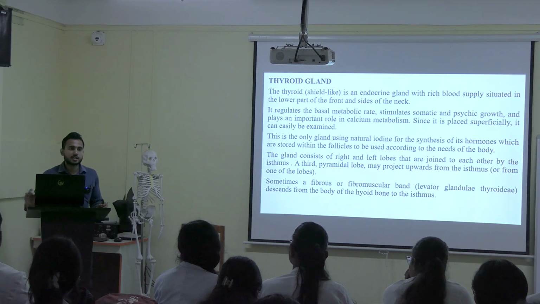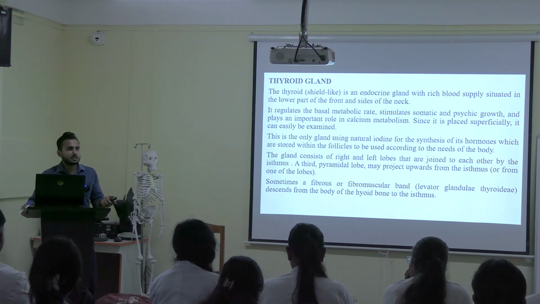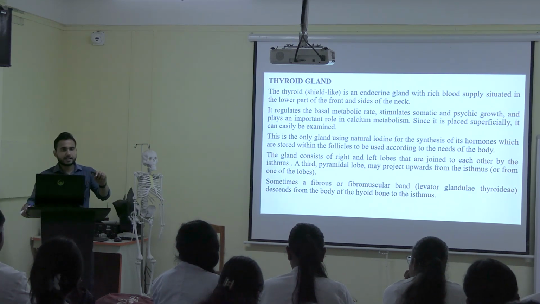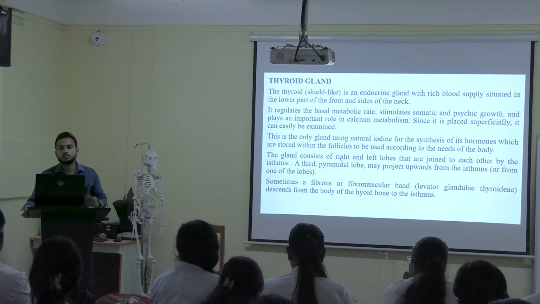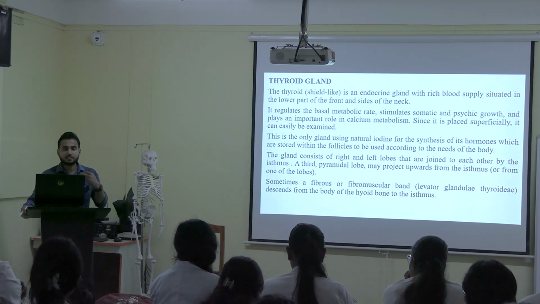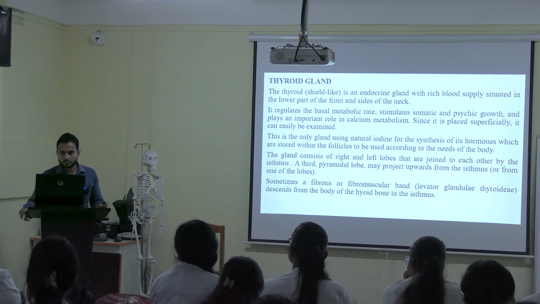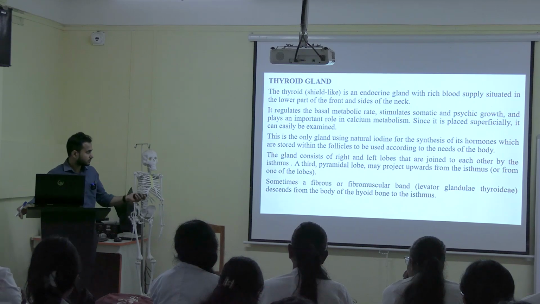Next, the thyroid is the largest endocrine gland of our body. Next peculiarity, this is the only endocrine gland which is placed superficially. Other glands are deep in the body, but the thyroid gland is situated superficially in the neck. Okay, so these are some important peculiarities of the thyroid gland. Other peculiarities are also there, but these are the more striking ones.